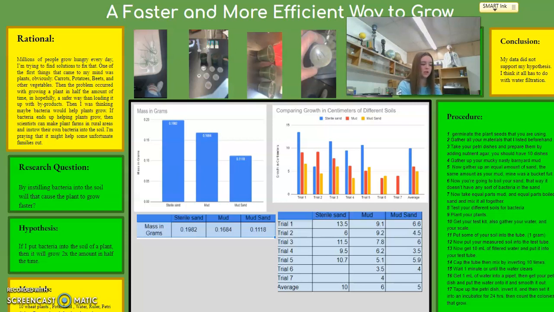The average growth of the sand plant was 10 centimeters. The average in mud was 6 centimeters. The average in mud sand was 5 centimeters. I also recorded the mass in grams. The sand plant was 0.1982 grams, the mud plant was 0.1684 grams, and the mud sand plant was 0.1118 grams.